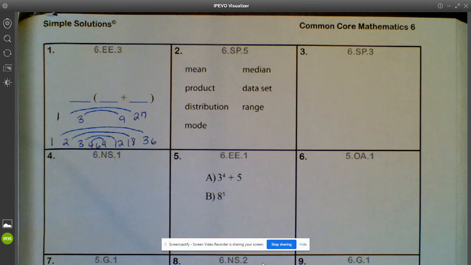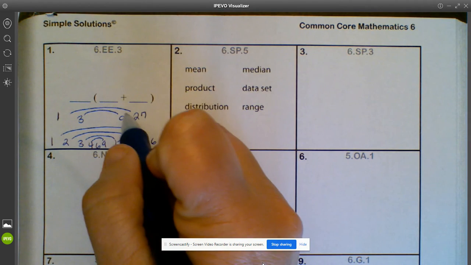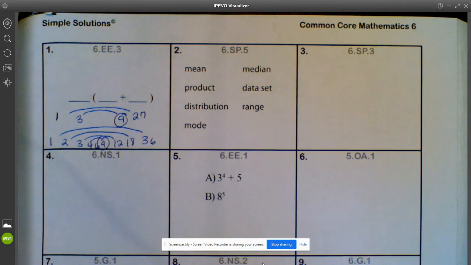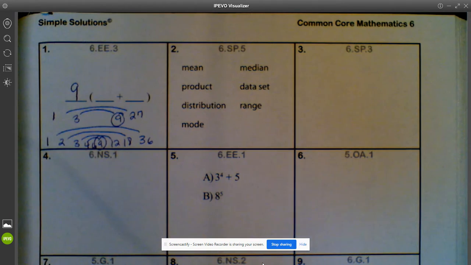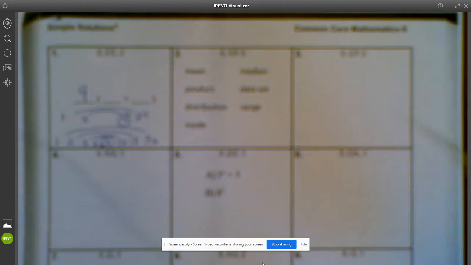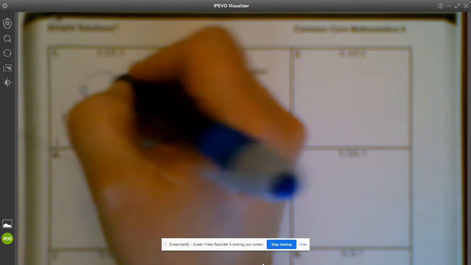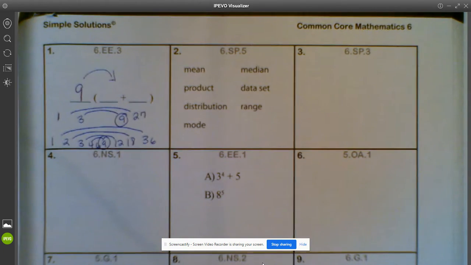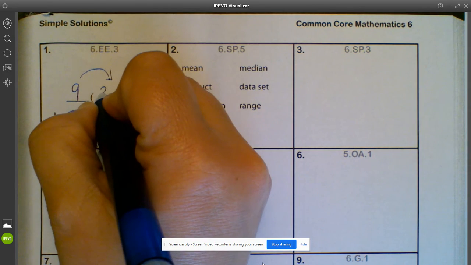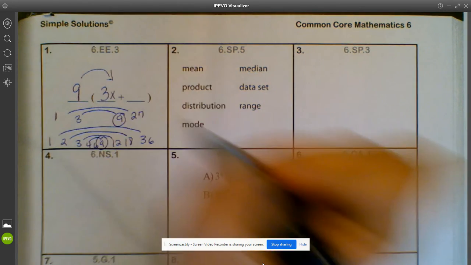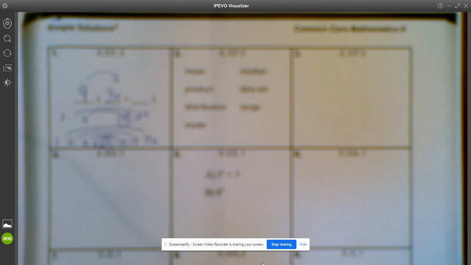And if we look at our greatest common factor, it looks like it would be 9. So we're going to put 9 on the outside of our grouping symbols. And then we just say 9 times what will get me 27x? Well, 9 times what is 27? 3. So then we just put our x there, 3x.